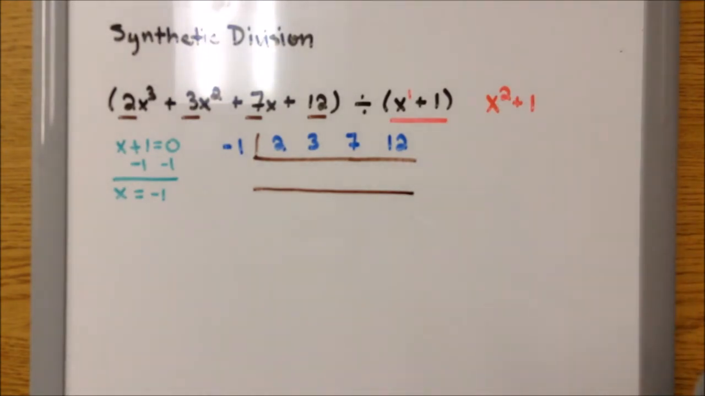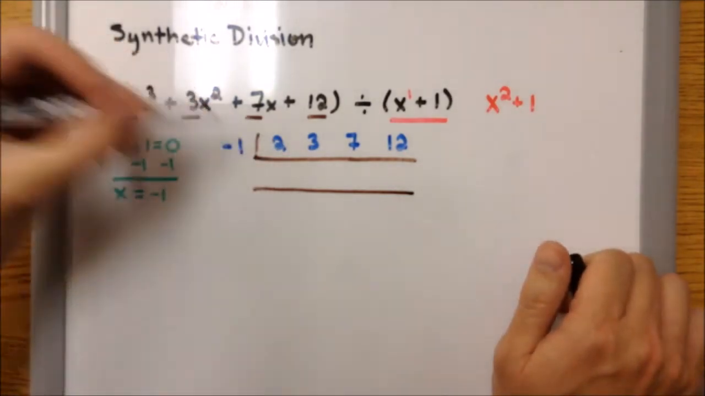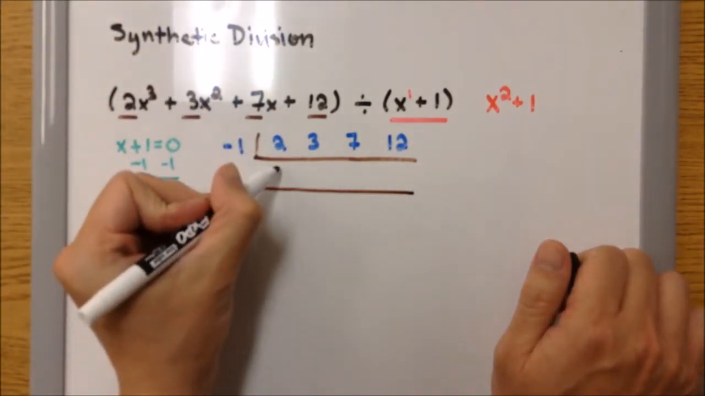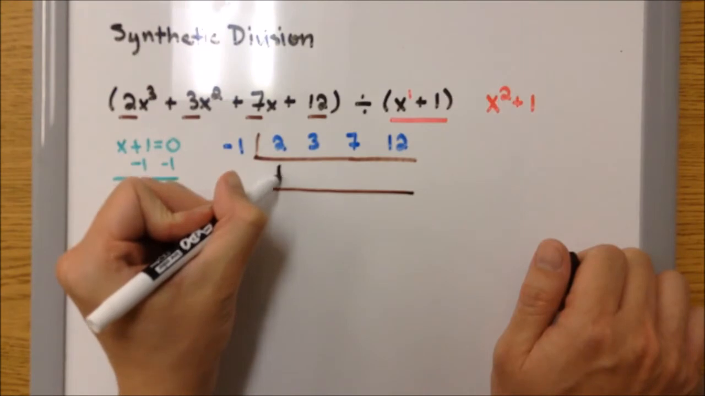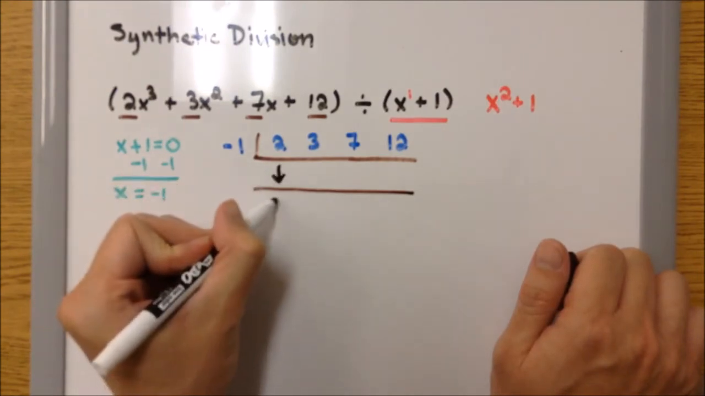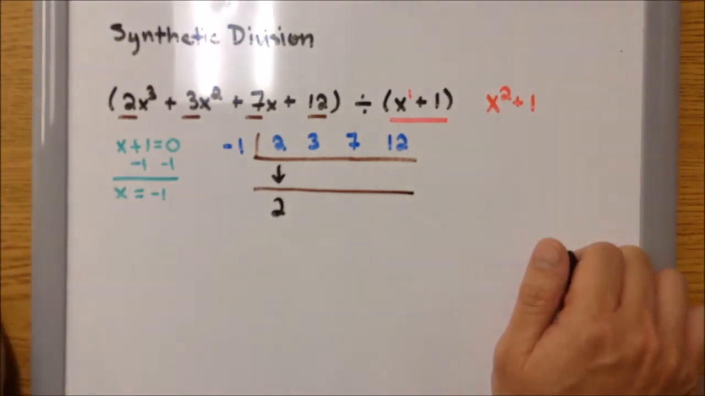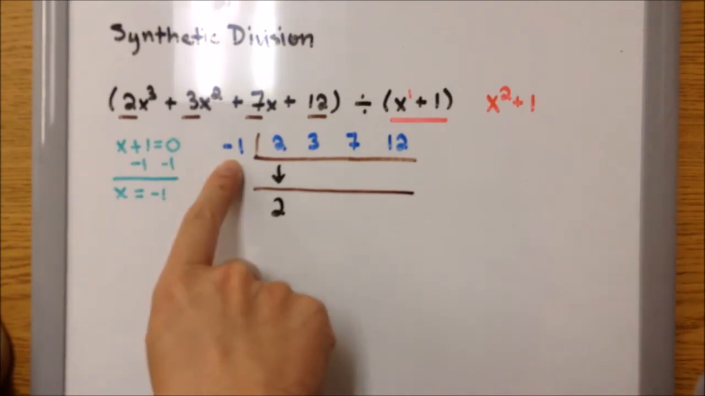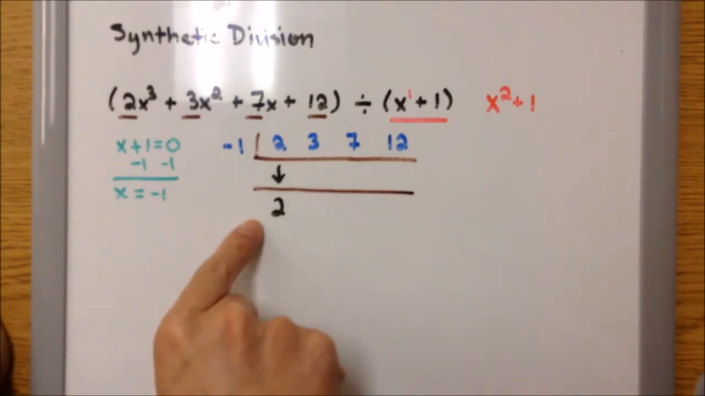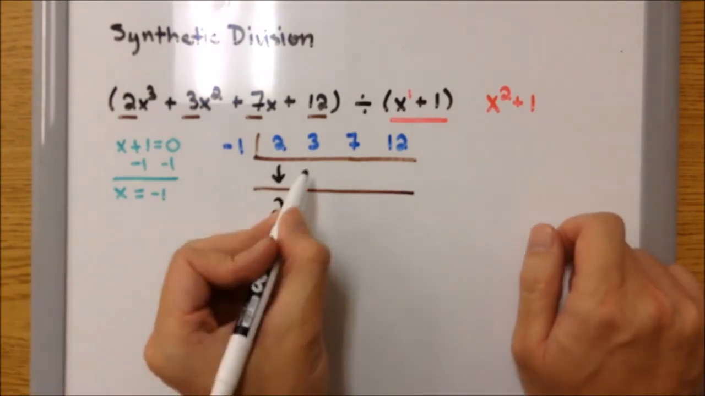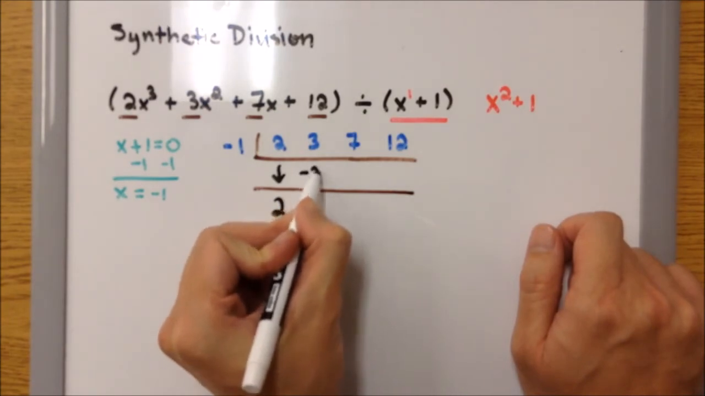So, your first step is you're going to bring down the 2. The first number, you always bring it down. So, 2. Then you do -1 times 2. So -1 times 2 will be -2.